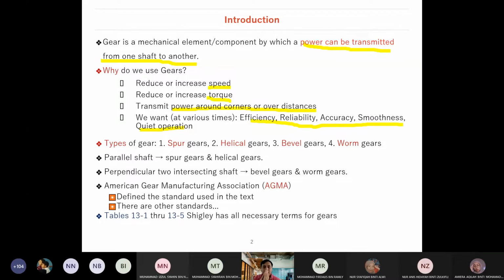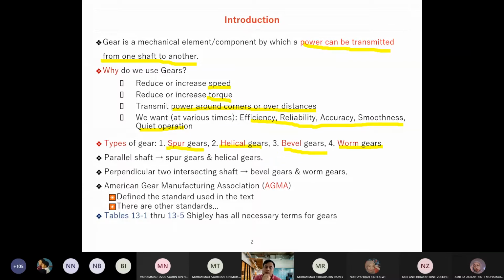All right, so let's talk about types of gear. We have a lot of gears in the market, depending on the application. The common gears that we use are the spur gear, the helical gear, the bevel gear, and the worm gear. There are a lot more, but these four are mentioned inside the Shigley textbook. So what is a spur gear for?